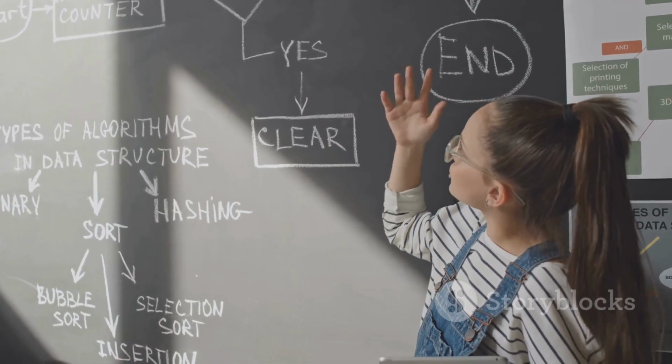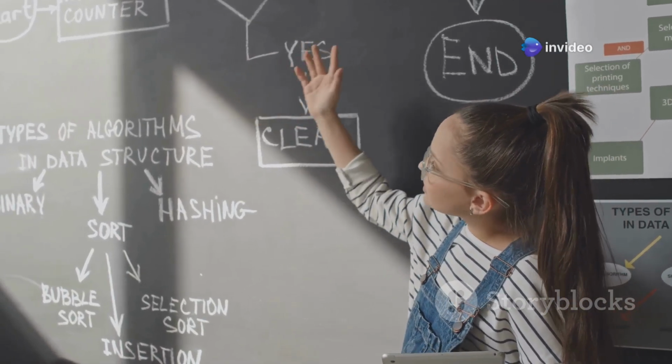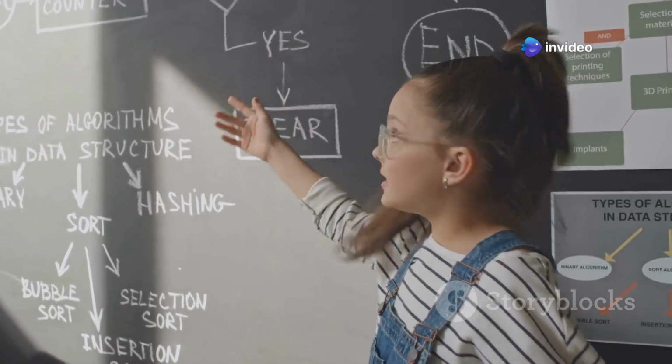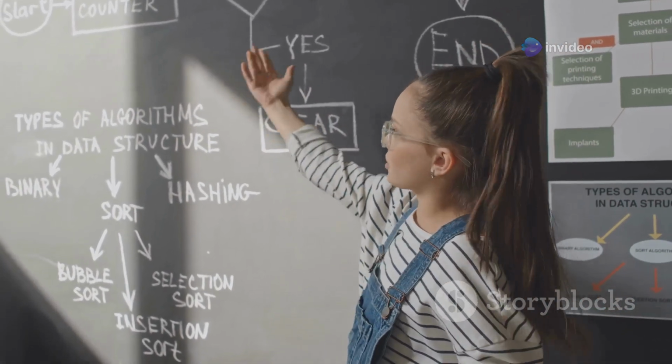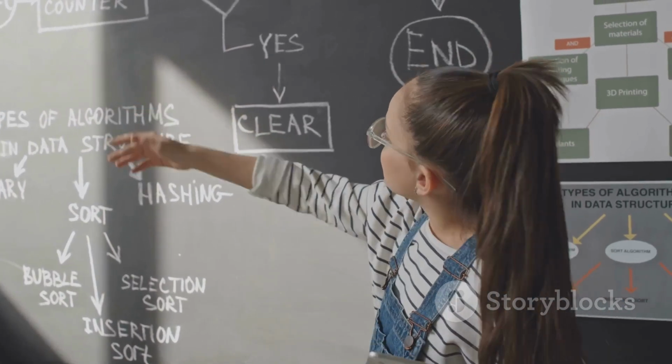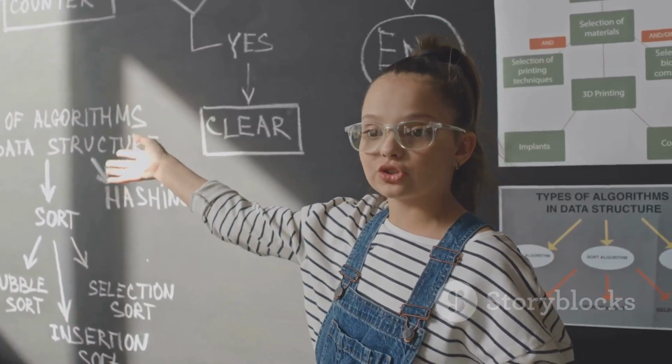Understanding these structures is crucial for writing efficient and effective Python code. By mastering them, you can optimize your programs, making them faster and more reliable. Efficient code not only runs better, but also makes your programs easier to maintain and scale.